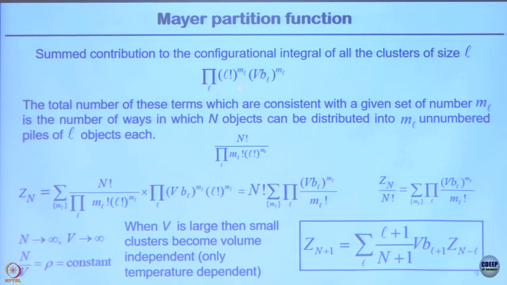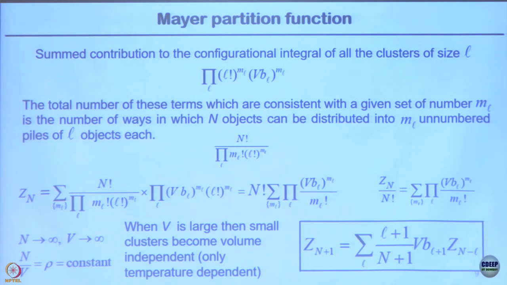That would be then all the L factorial to the power ml, because ml is the number of clusters of size L, and all of them come with the same weight V bL by definition. So V bL to the ml. This you can just work out. One of them you will find exactly includes everything.